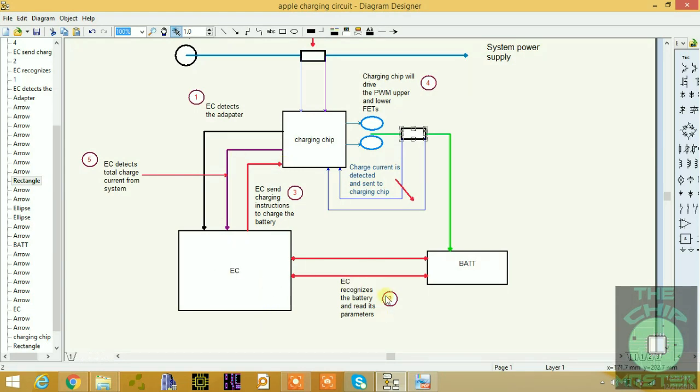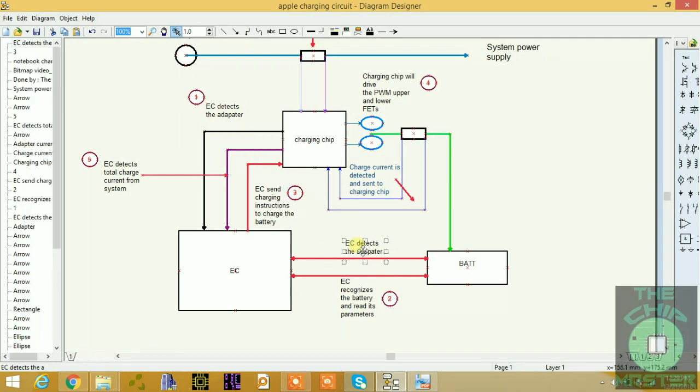The next step is that the EC recognizes the battery and reads its parameters. These parameters are like the battery temperature, the charge of each cell of the battery, the brand of the battery, and certain data information about the battery. The third step is that after the battery is detected, the parameters are passed through the SM bus. This is your SM bus. Let me label it.